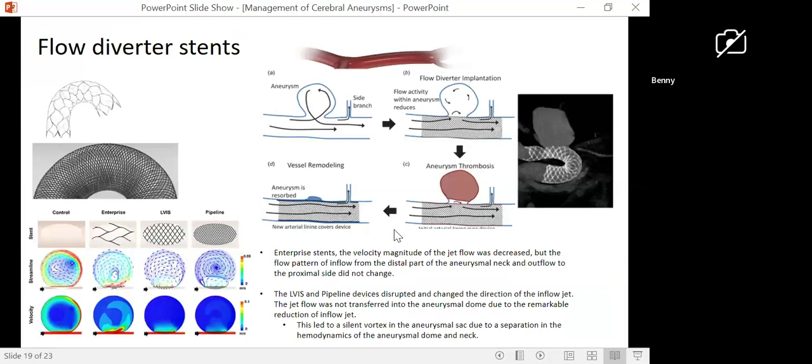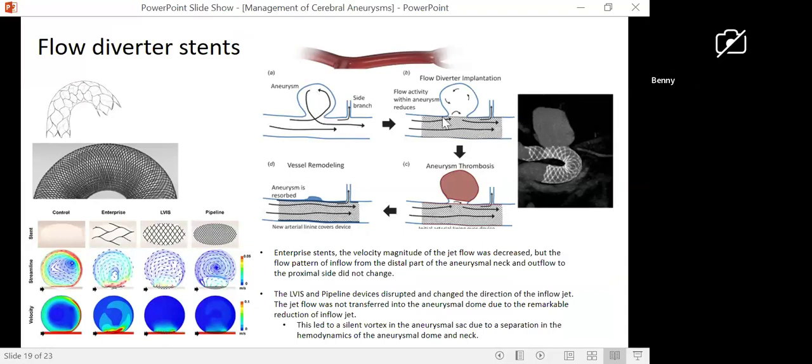So a newer technology is something called a flow diverter stent. A regular stent looks like this. A flow diverter stent looks like this. There's higher metal content. The holes are much smaller, as you can see. And so what happens in an aneurysm is blood flow goes in, swirls around, and comes out.